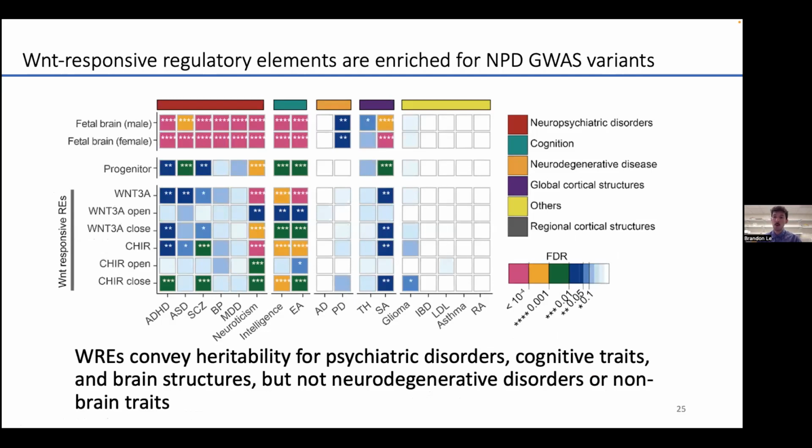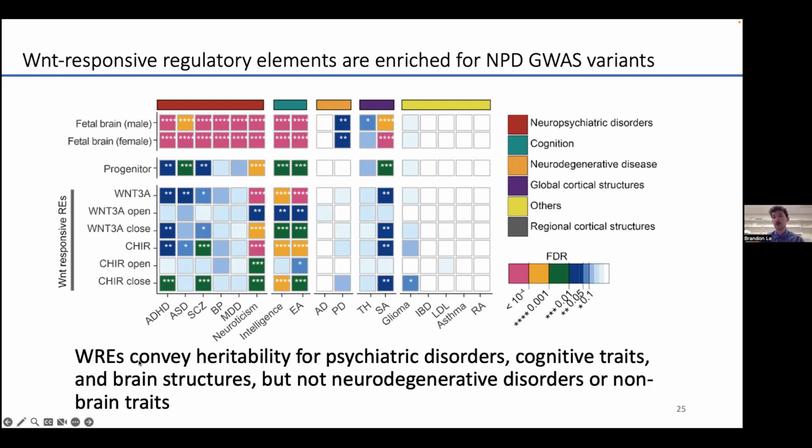Turning back to the regulatory regions that change in response to Wnt stimulation, we can look at the enrichment of heritability for a variety of GWAS traits within those regions. So here, this is going back to that method I showed a cartoon of earlier, partitioned heritability. What we're showing here are various GWAS traits along the x-axis, and then various categories of regulatory elements along the y.